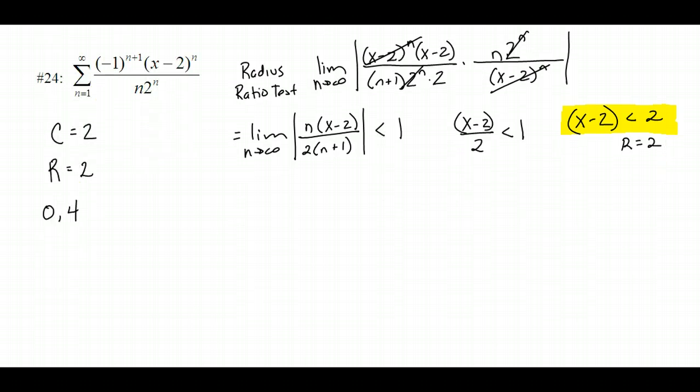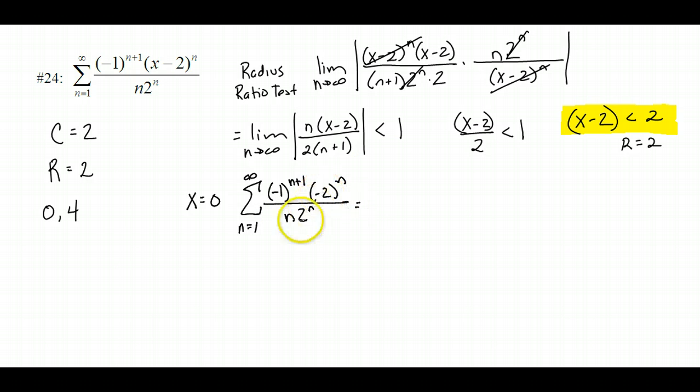Now what we have to do is check our endpoints. So we have to determine, does 0 converge or diverge? Does 4 converge or diverge? So we have to go back and say, well, what happens if x is 0? Then what's going to happen? So if x is 0, we have our summation 1 to infinity. We have negative 1 to the power of n plus 1. And if you plug in a 0 in this situation, you have negative 2 to the power of n, divided by n times 2 to the nth.